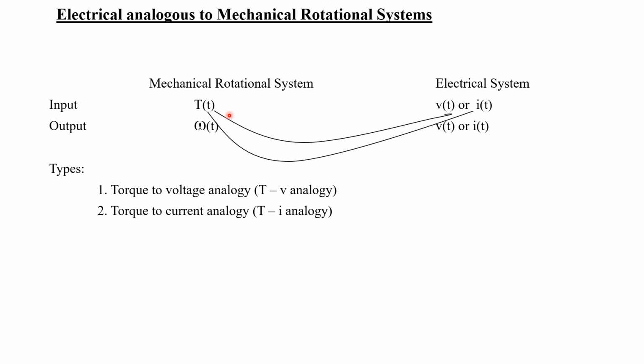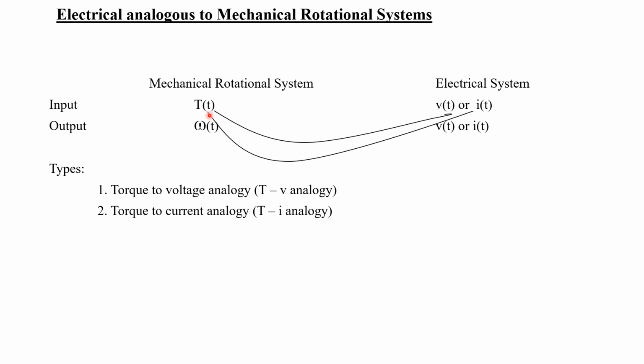Similarly, the output of mechanical rotational system is the angular displacement theta, isn't it? For electrical analogy, we are considering rate of change of angular displacement, that is omega of t. Rate of change of angular displacement is nothing but angular velocity, that is omega of t. Similarly, the output of electrical system will be either voltage or current. If we consider the input of electrical system as a voltage, then the output will be current. When we consider the input as a current, then the output will be considered as a voltage.